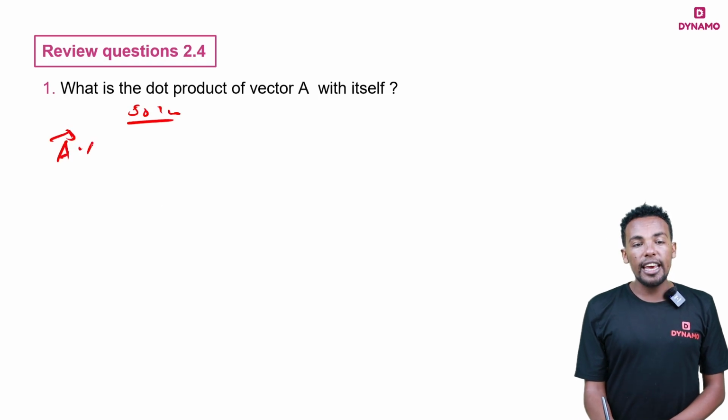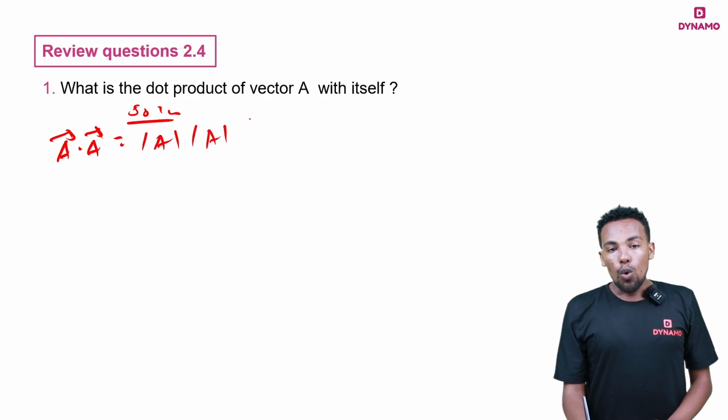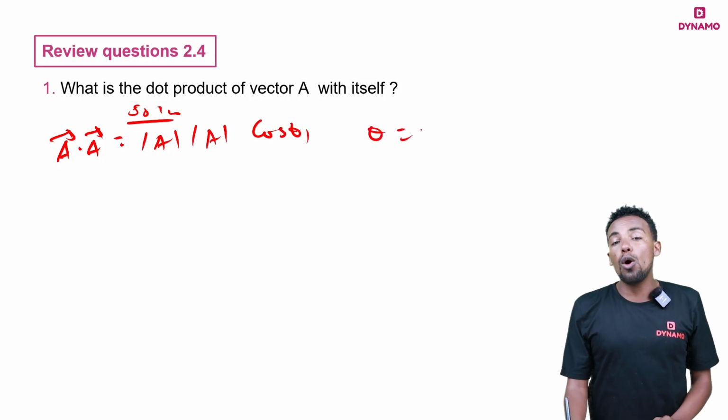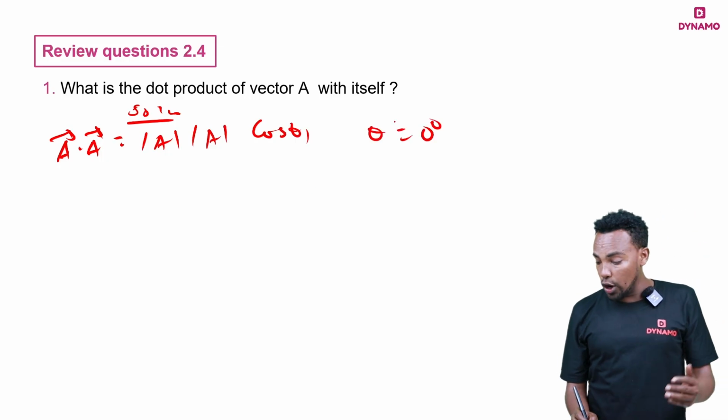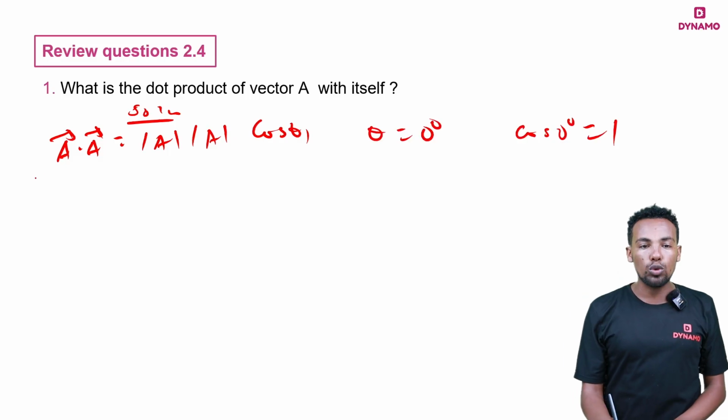A dot with A is equals to what? Magnitude of A times magnitude of A times cos theta dha. Itself gaafa jedhamu theta or the angle between them is how many? 0 dha. Kanaaf cos of 0 meeqadha? 1 dha.